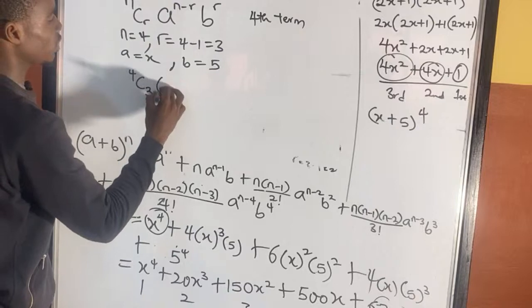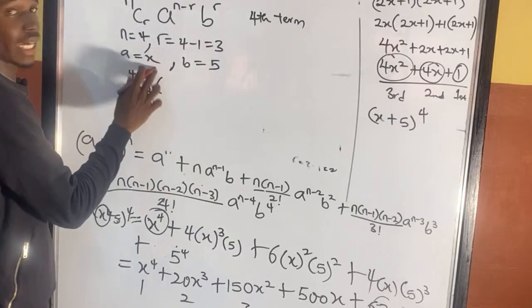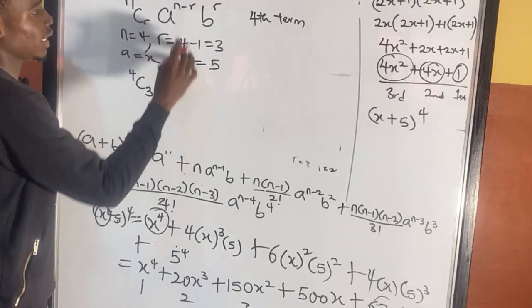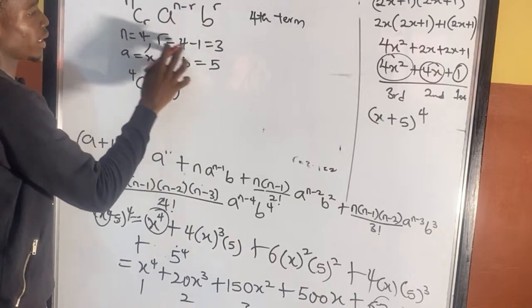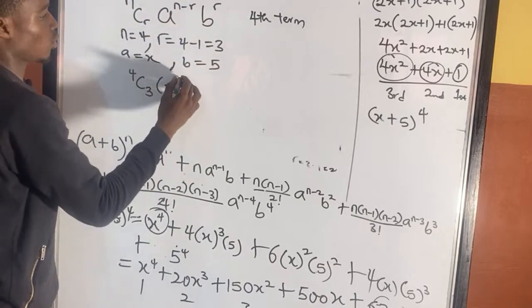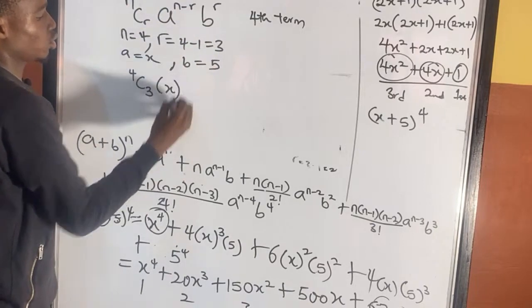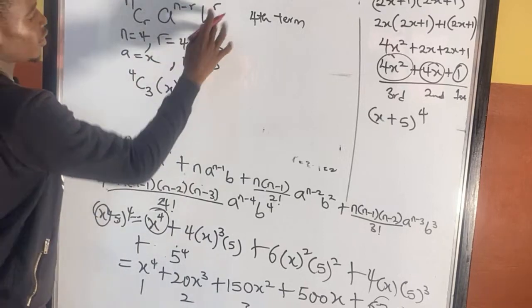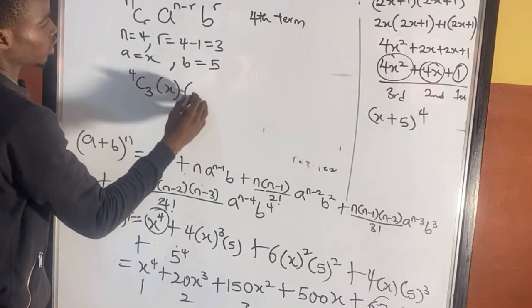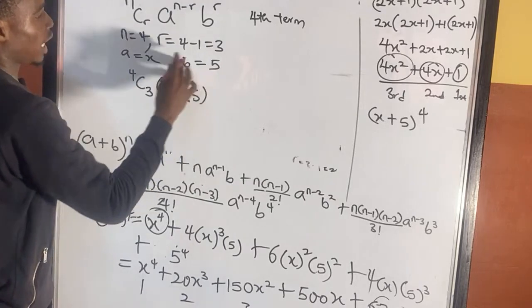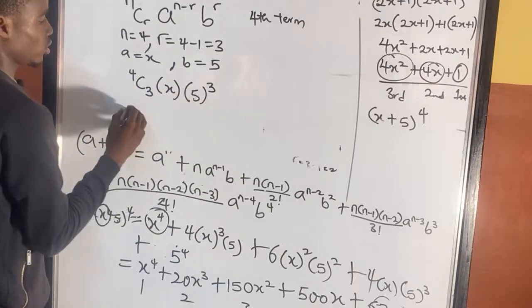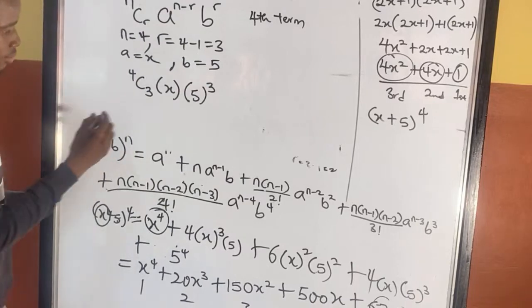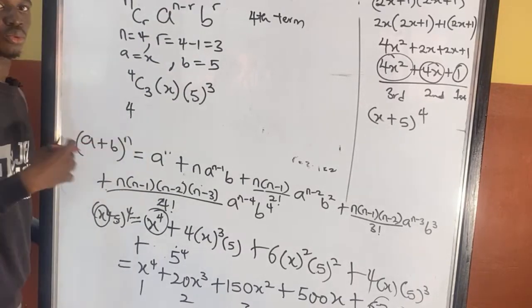Then we have a. What's the value of a? x. So put x in brackets. N minus R, 4 minus 3, 1, right? So there's no need for 1. Then we have b raised to the power of R. What's our b? 5. Raised to the power of R. Our R is what? 3. So we have 4 combination 3. Let's do that. It means 4, I don't know.